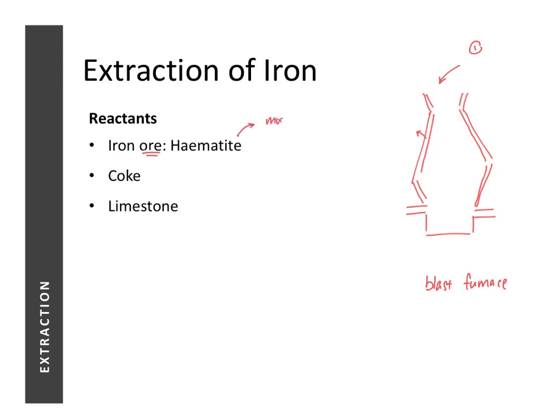What is hematite? Hematite is actually a mixture of mainly two things. One is iron(III) oxide. The other one is silicon dioxide or sand. This is an impurity. So the first thing that we add into the blast furnace is hematite. Please note the spelling. The next thing that we add is coke. Coke is essentially carbon. And the last thing that we add is calcium carbonate or limestone.